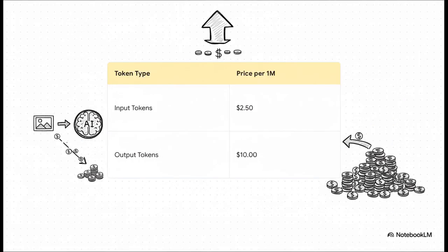Okay, so what does a token actually cost in real money? Here's the official pricing for GPT-4o. And you'll see something really important here. There are two different prices. Input tokens, that's what you pay to send the image to the AI. Output tokens, that's what you pay for the answer it gives you back. So if you just ask a simple yes/no question, your output cost is tiny. But if you ask for a full paragraph describing what's in the image, well, that answer is going to cost you way more because it's using more output tokens.